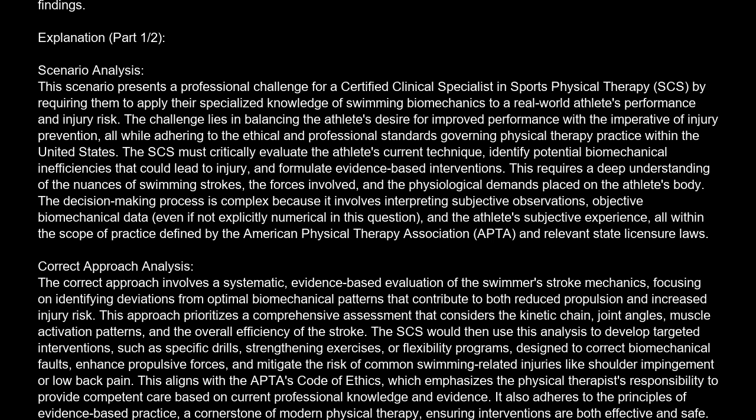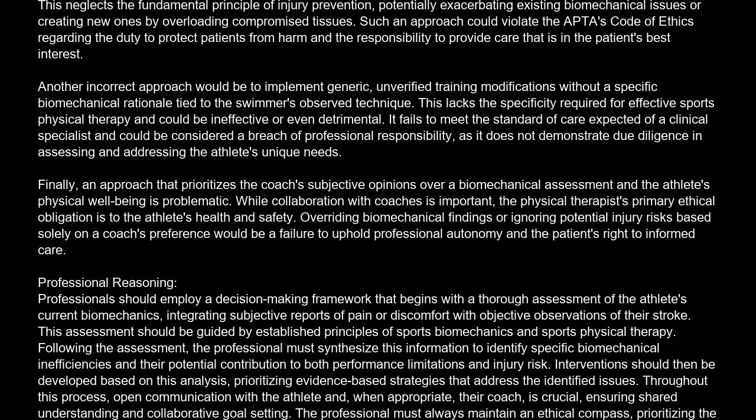An approach that solely focuses on increasing the swimmer's power output without a thorough biomechanical analysis is ethically and professionally flawed. This neglects the fundamental principle of injury prevention, potentially exacerbating existing biomechanical issues or creating new ones by overloading compromised tissues. Such an approach could violate the APTA Code of Ethics regarding the duty to protect patients from harm and the responsibility to provide care that is in the patient's best interest.